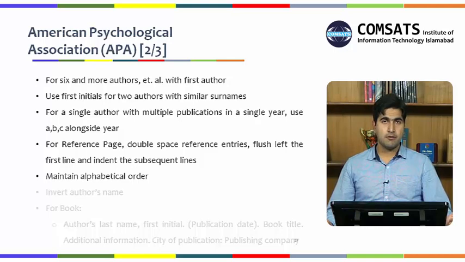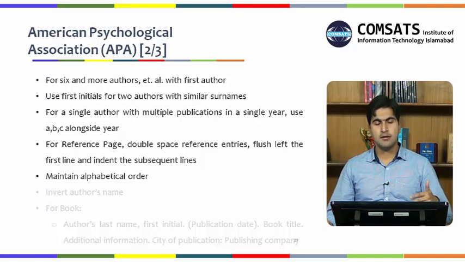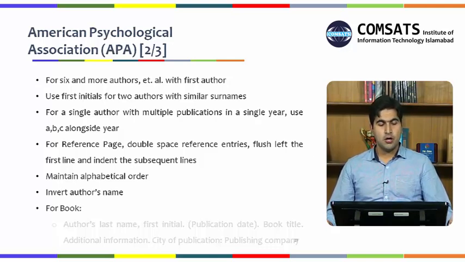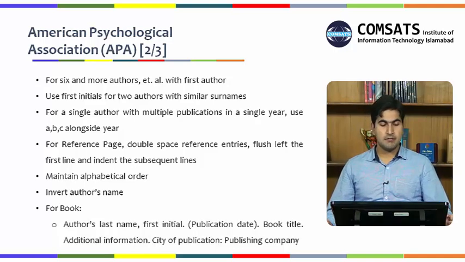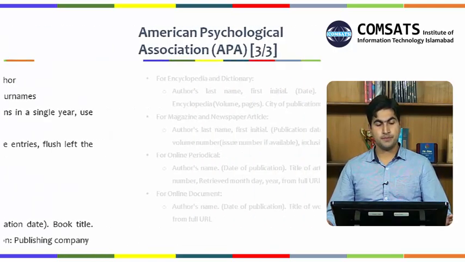You maintain enough alphabetical order, of course, by looking into the last name starting with A, and the rest of the letters of that name as well will be looked into in an alphabetical order in the same way. Invert the author's name first and then you look at which one should come first based on the alphabetical order. For a book, this is basically the reference, you have looked into it.